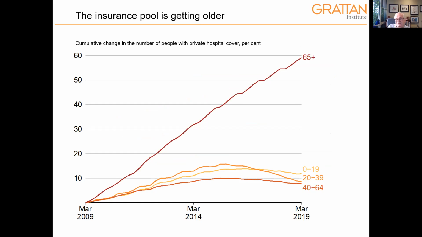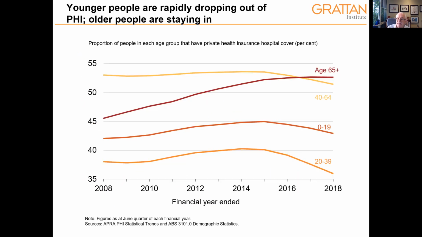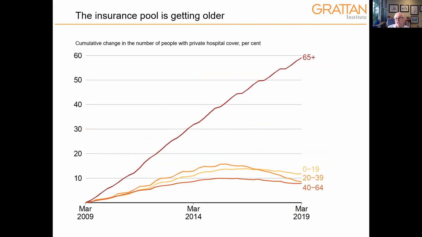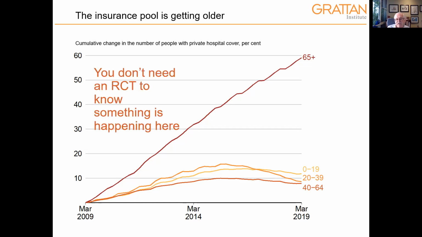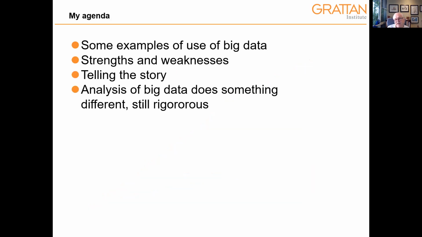This is a cumulative change in the number of people with private hospital cover. You can see what's happening with the 65 pluses, and you can see what's happening with the 20 to 39s. This and this are exactly the same data. This one is so much clearer. So we spent a lot of time at Grattan thinking about how we present things to convey evidence. So you don't need a randomized control trial to know something's happening. So that's my story. Really important to tell the story with big data.